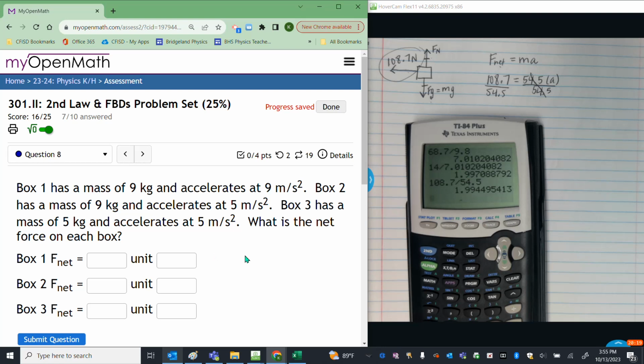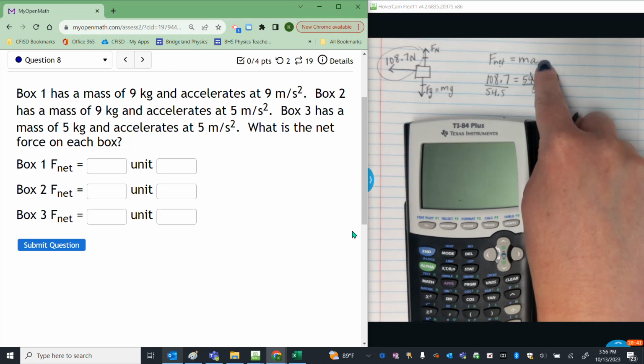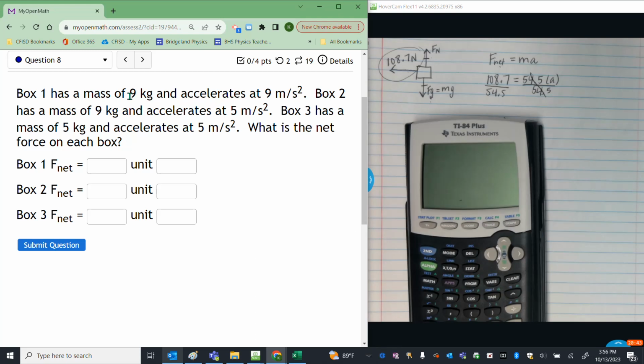All right, question 8. Question 8 says, box 1 has a mass of 9 kilograms and accelerates at 9 meters per second squared. Box 2 has a mass of 9 kilograms and accelerates at 5 meters per second squared. Box 3 has a mass of 5 kilograms and accelerates at 5 meters per second squared. What is the net force acting on each box? Net force is still mass times acceleration. This is really easy. Here's a mass, here's an acceleration for box 1. All I'm going to do is multiply them.